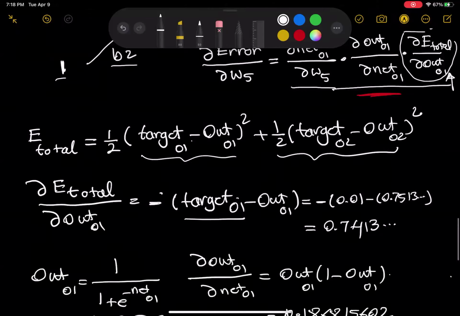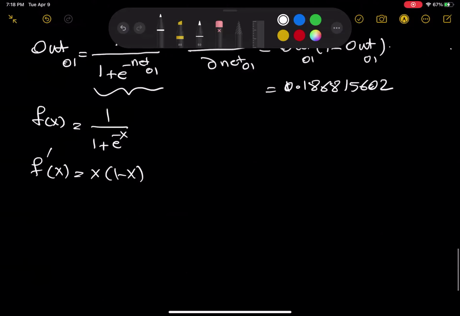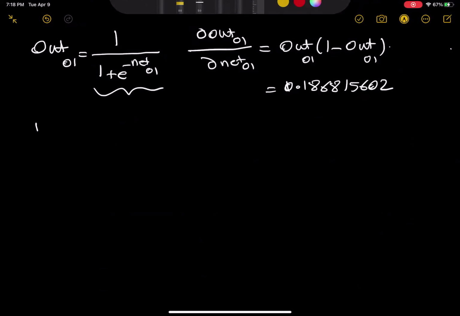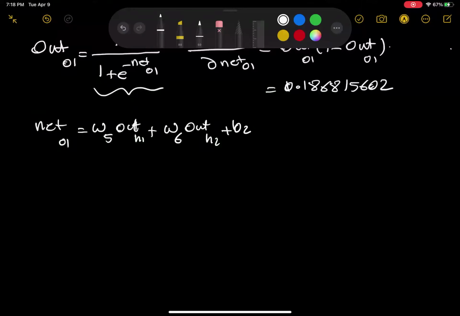And finally, the third part of that is the net. First, let's write the net of O1, then we're going to calculate the derivative. That is so easy to do. I'm going to write it quickly here. The last part is net of O1, which is equal to W5 multiplied by out of H1 plus W6 multiplied by out of H2 plus B2 multiplied by 1. I just dropped the 1.